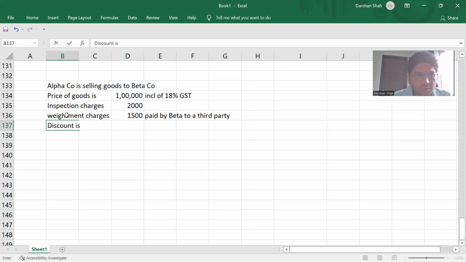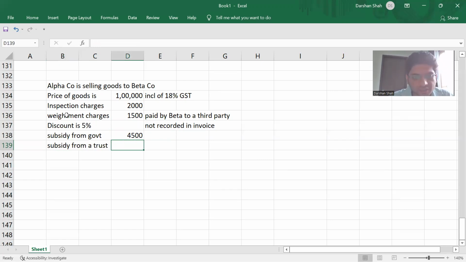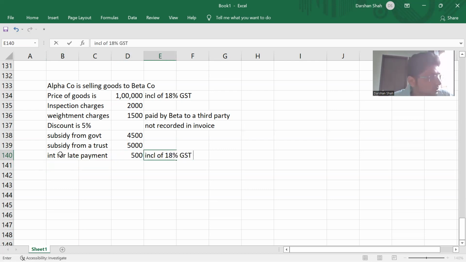Discount is 5%, not recorded in the invoice. Subsidy from government is 4,500. Subsidy from, let us say, a trust is 5,000. Then interest for late payment is, let us say, 500, inclusive of 18% GST.